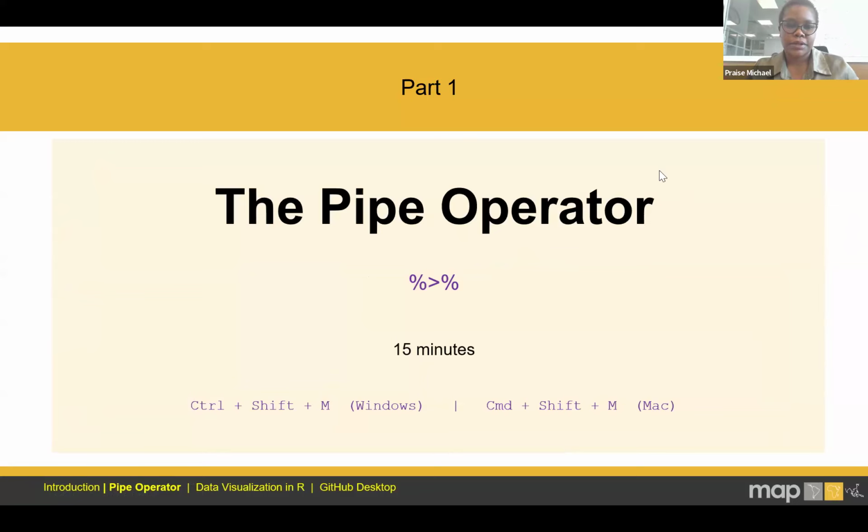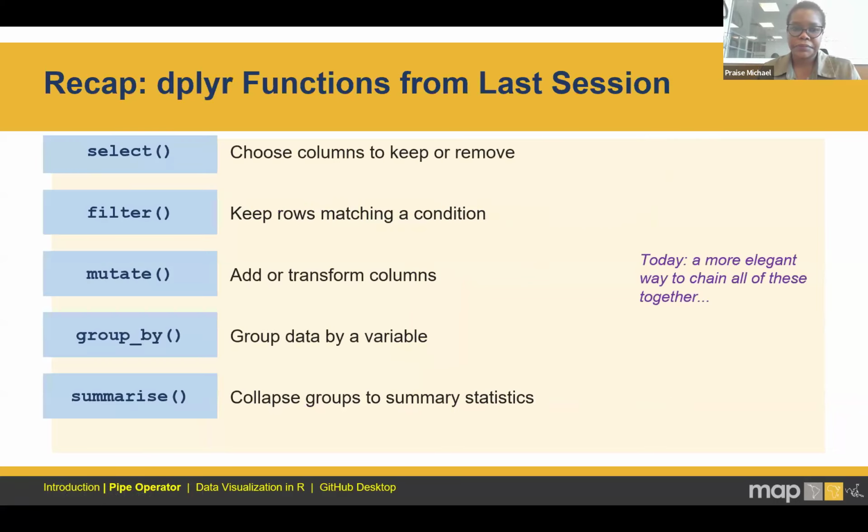As she said, I'll be walking you through the pipe operators. So let me go to my screen. Continuing from where Yuval ended from the data wrangling session, I'll be walking you through the pipe operator. And just to highlight for the people that are using Windows laptops, the shortcut for this operator is Control-Shift-M, and for those that are using the Mac, it's Command-Shift-M.